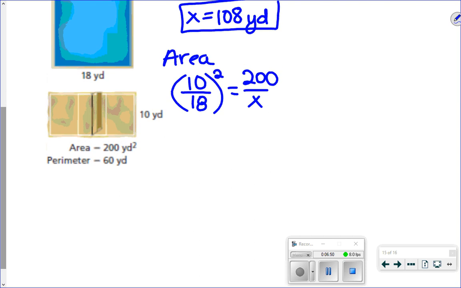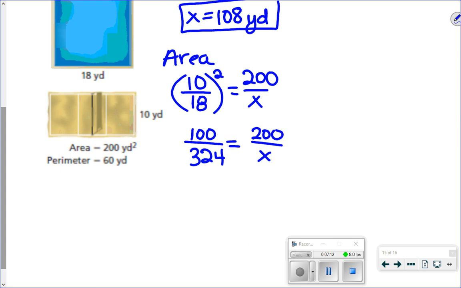So before I do anything side to side with the proportion, I need to square my ratio. So 10 squared is 10 times 10, that's 100. Then I need to do 18 squared. So let's see, 18 squared is 324. So I have 100 over 324 equals 200 over x.